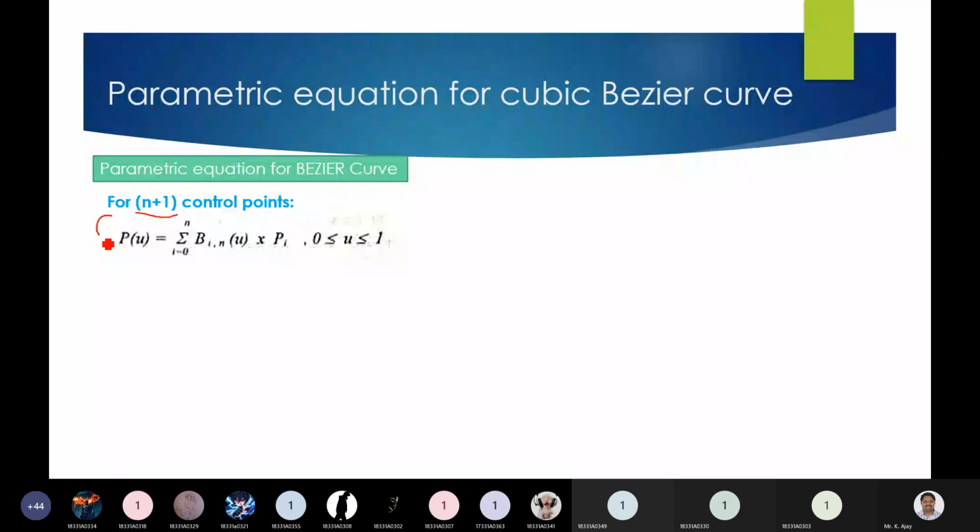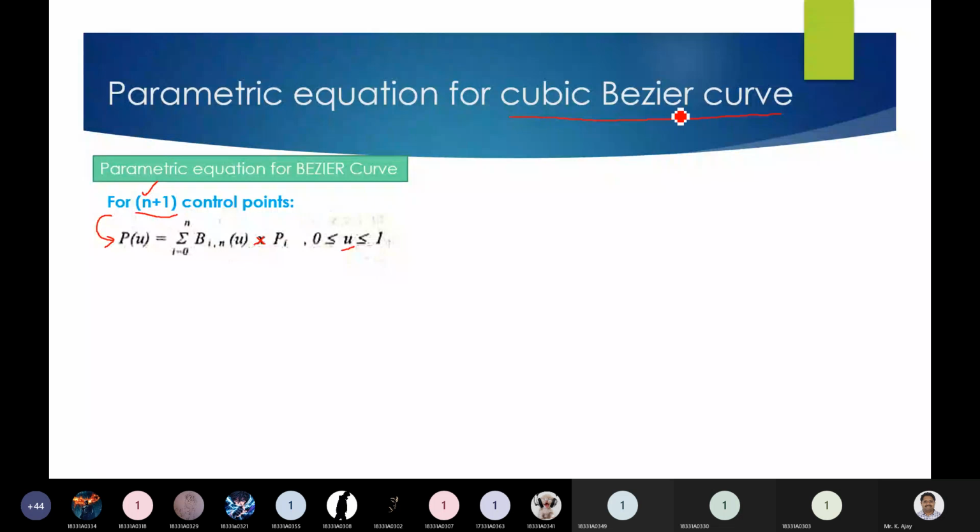P of u is equal to sigma i is equal to 0 to n, B i n of u into P i, where u is varying from 0 to 1. This is the generic form. Whereas if you want to understand the cubic Bezier curve, the number of control points is 4. So n plus 1 is equal to 4, which means n is equal to 3. If the overall number of control points is denoted with n plus 1, the order of the equation is simply n.